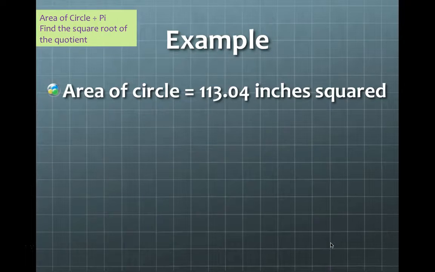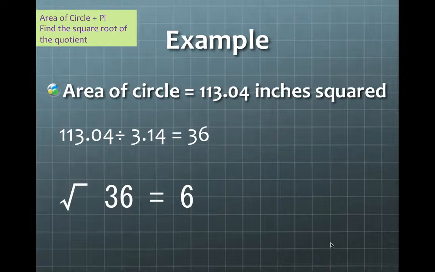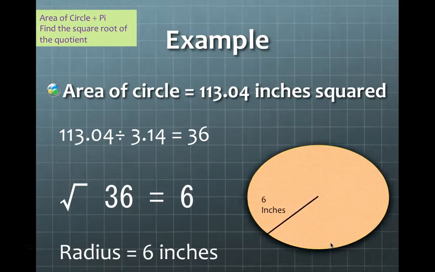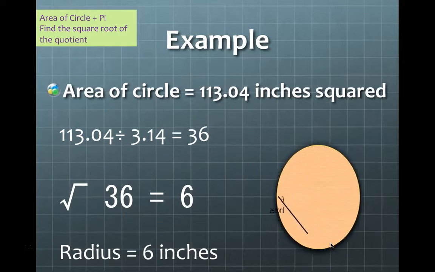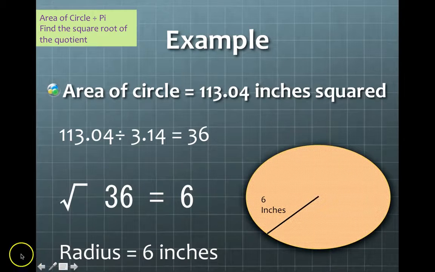So the given area of the circle is 113.04 inches squared. And you start by dividing that by pi, 3.14. And that will be 36. So now you need to find the square root of 36. And 6 times 6 is 36. So that means the square root of 36 is 6, and that reveals 6 as our radius. And there is a picture of the circle with a 6 for its radius.